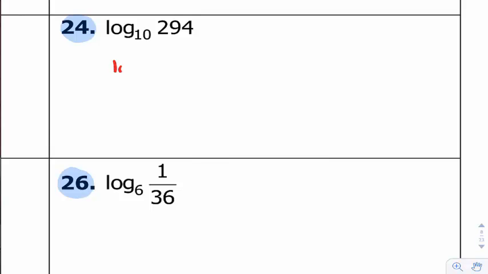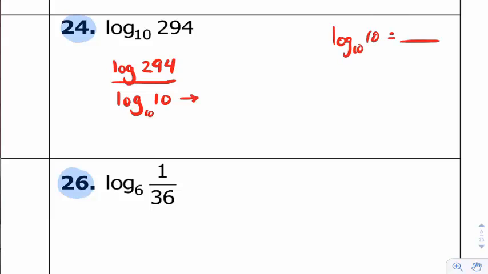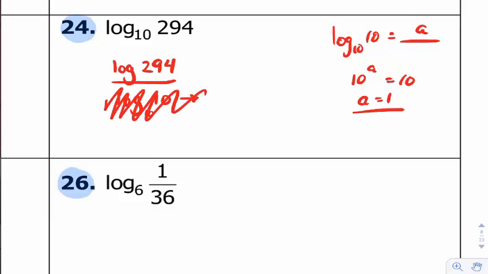You'll see if I go log, I'm doing the change of base formula, I can go log of 294 divided by log of 10. Well, you have to understand, what is the log of 10? Well, the log of 10, this is base 10, you would say log base 10 of 10 equals what? Well, 10 to the a power equals 10. For you writing it as an exponent, if you look, oh wait, a is 1. So this really goes away. You can apply the change of base formula, just understand you're dividing by 1, so there's really no point in doing it. And that's the whole point.